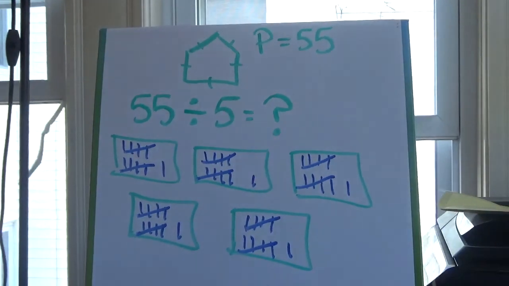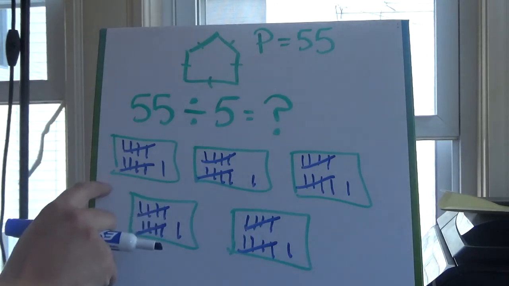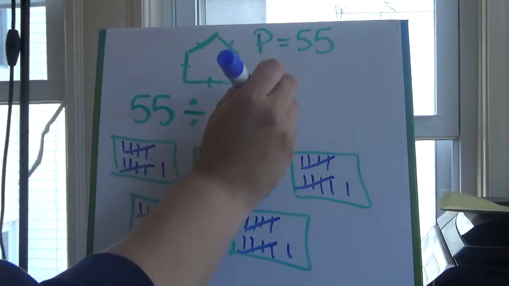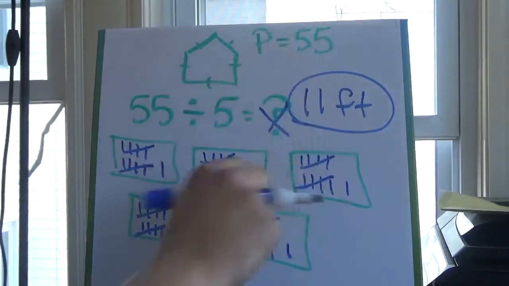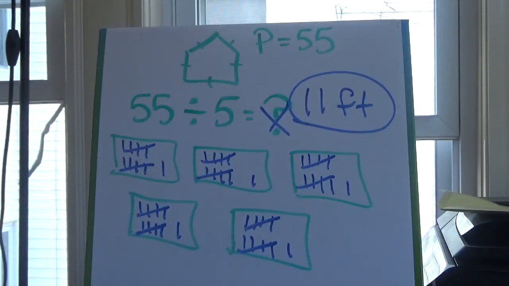So based off of this work, we can see that each side measures 11 feet. Each of these groups has 11 inside of them. That means that each side in this pentagon measures 11 feet.